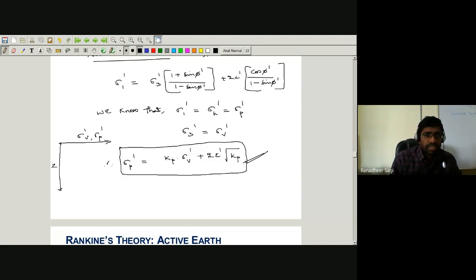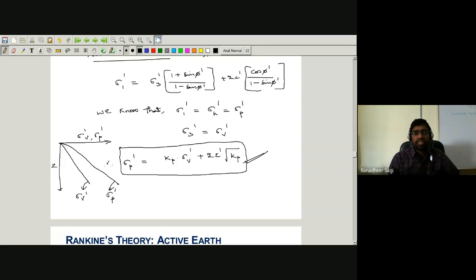So I can understand that if the soil is the same throughout the depth of the retaining wall, then your sigma v dash is going to be varying like this. This is the curve indicating the variation of sigma v dash with the depth. And how about sigma p dash with the depth? Sigma p dash is always greater than or equal to your sigma v dash. So in that sense, I can say this is how the variation of your sigma p dash is going to exist with the depth.